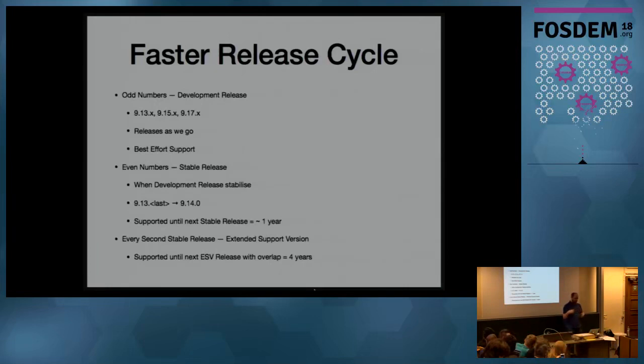So from those development releases, once the new features stabilize, we will spin off the stable release, which will just bump the number. So the last release, 9.14, will turn into 9.14 stable. And this release will be supported until the next stable release, which roughly translates to supporting it for one year. And then every second stable release will be the so-called extended support version, which will be supported for 4 years in total with some overlap.